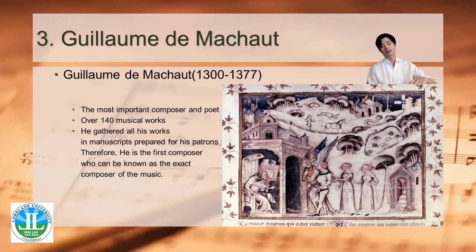Machaut's mass builds on this tradition, but treats the six texts of the Ordinary as one composition rather than separate pieces. The movements are linked together by similarities of style and approach, and by a tonal focus on D in the first three movements and on F in the last three.